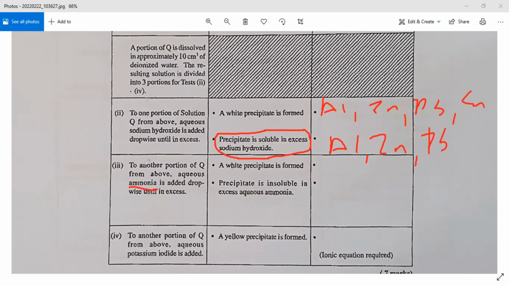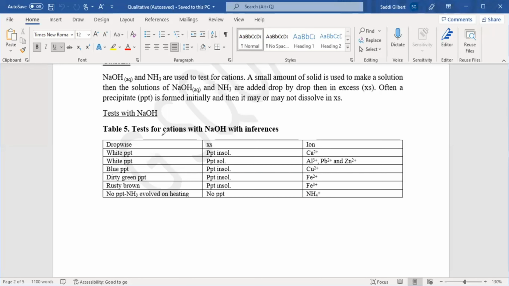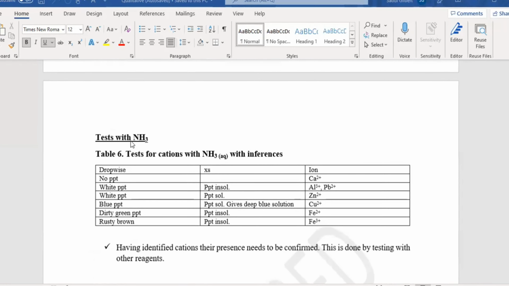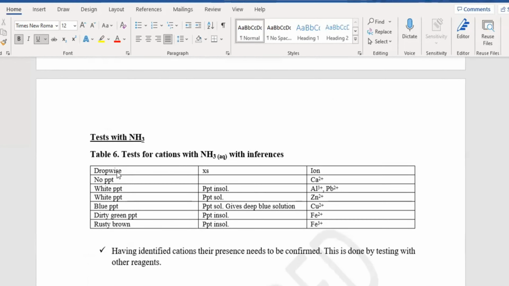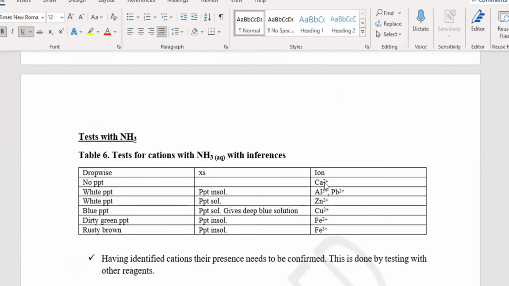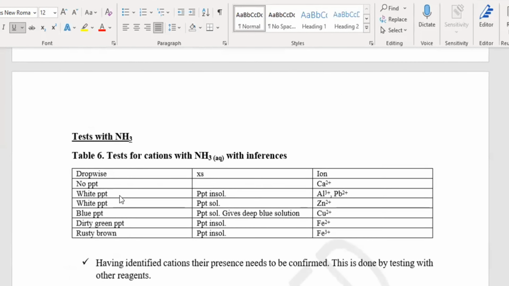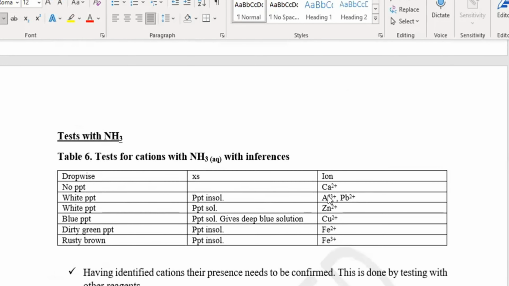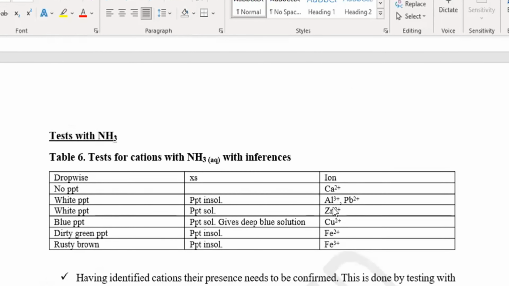Ammonia is used to test for or to confirm the presence of certain cations. So we go back to the table. Let's see what our table is saying to us around here. So that is the test with sodium hydroxide. We scroll down a little bit, and now when we go down, it says test with ammonia. So when we add the ammonia dropwise, we get no precipitate if it's calcium. No precipitate is formed. We get a white precipitate if it's lead or aluminum, and we also get a white precipitate if it is zinc.